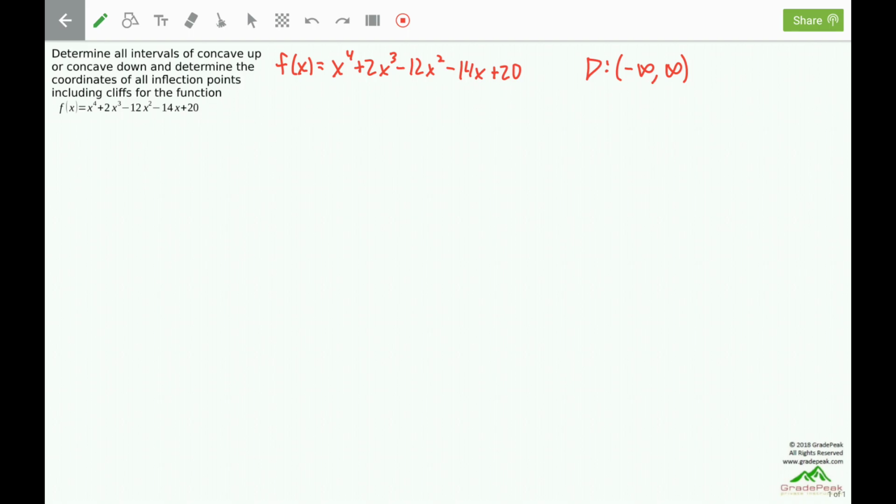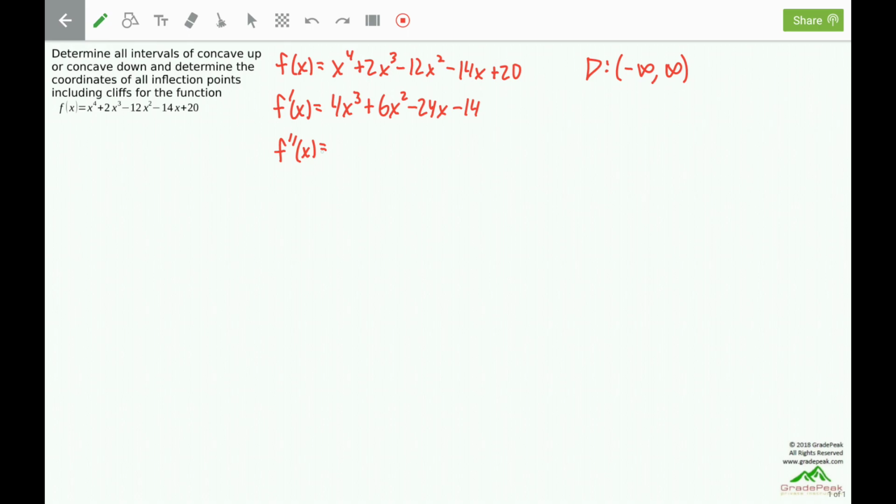We will start with the first derivative. f prime of x equals, the first term is power rule, bring down the power, subtract 1 from it. Second term is power rule, bring down the power, multiply with the 2, subtract 1 from it. Third term is power rule, bring down the power, multiply with the negative 12, subtract 1 from it. Fourth term is a constant times x, derivative will be the constant. Fifth term is a constant with no x, derivative is 0. We can now find the second derivative.